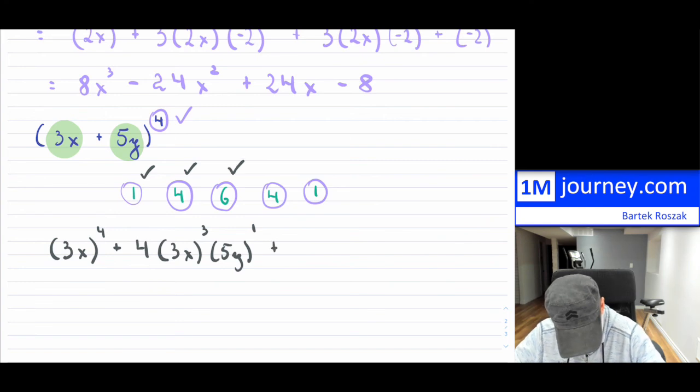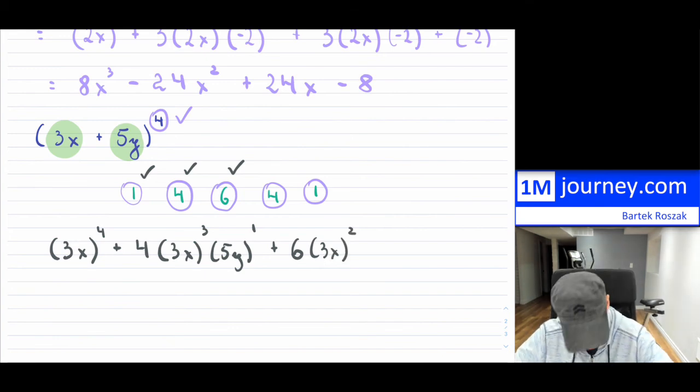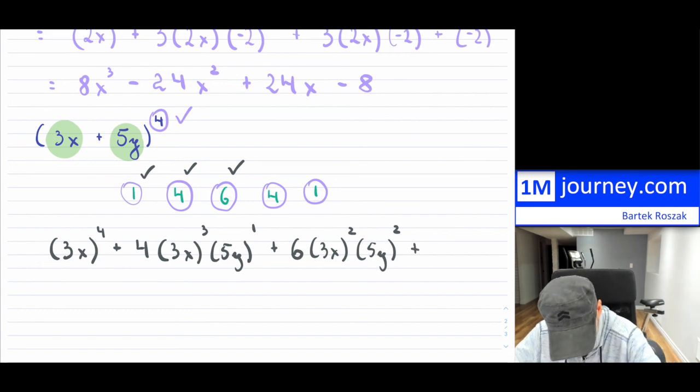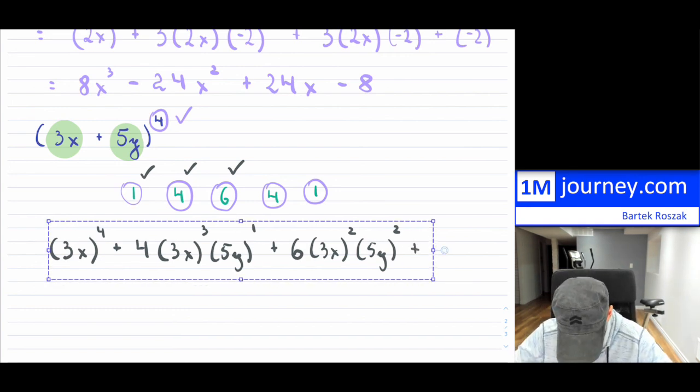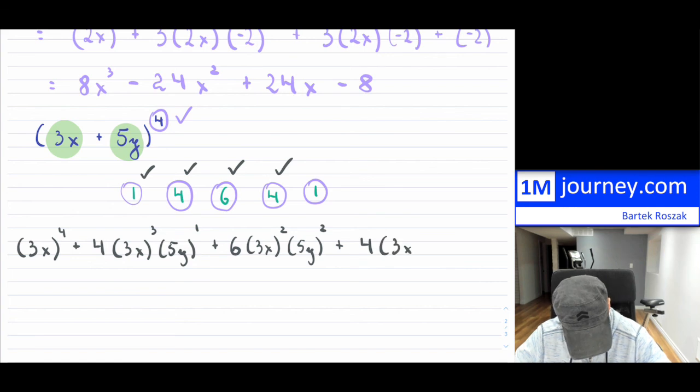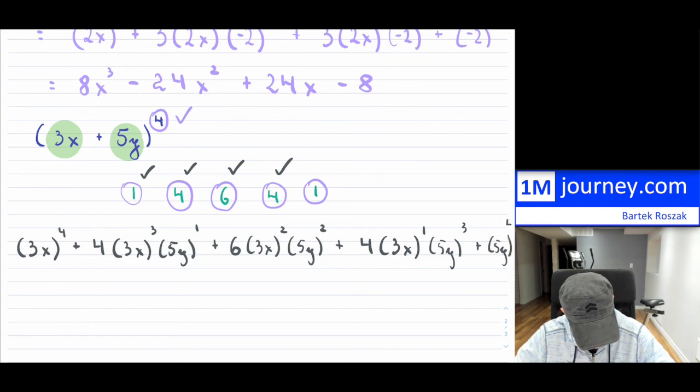Plus, now this is 6, and now term 1 is going to be squared, because it keeps going down, and my second term starts to go up, so this is a 2. All right, plus, I'm going to run out of space here, so I'll shift it over a little bit. Now next, this is a 4, so I'm going to put a 4. My term 1 again keeps decreasing. My term 2 keeps increasing. And finally, the last one, 5y to the 4.